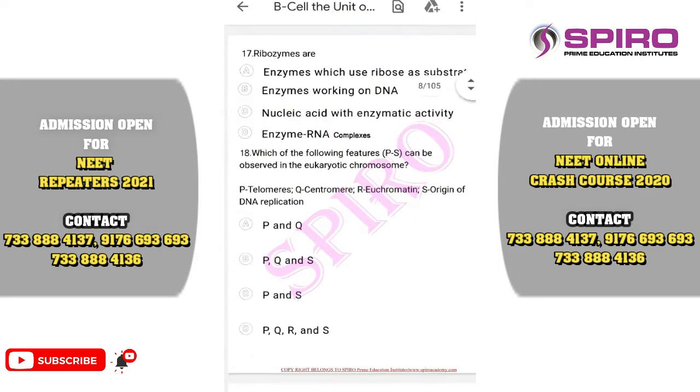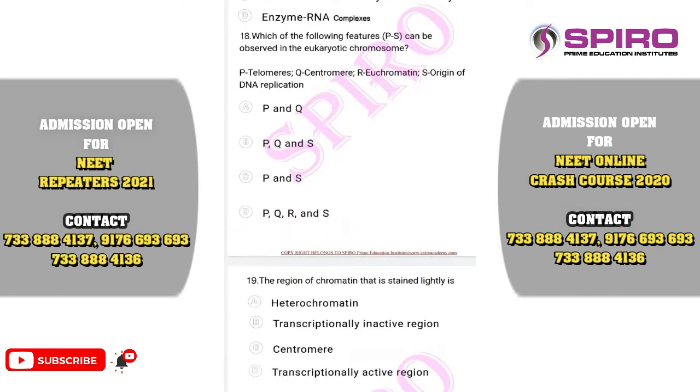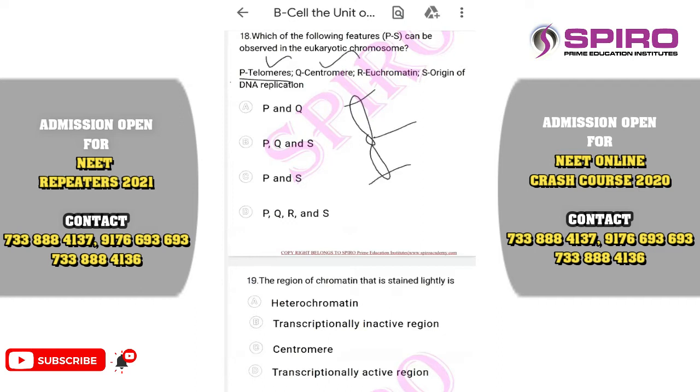So question number 18, which of the following features can be observed in a eukaryotic chromosome? What can be seen in a eukaryotic chromosome? Telomeres are the ends of the chromosome that can be seen in the eukaryotic chromosome. And this is the centromere. Yes, we do have the centromere. And this is the euchromatin part. Yes, we have. Euchromatin is the transcriptionally active chromatin that is present towards the center. Heterochromatin is the transcriptionally inactive chromatin that is present in the periphery. Euchromatin is also present in the eukaryotic chromosome, and so is the origin of replication. Without the ORC site, the DNA is not going to replicate, right? So the correct option is option D, that is PQRS.